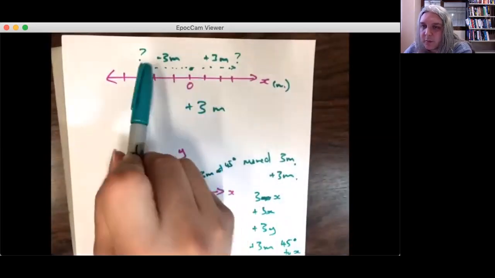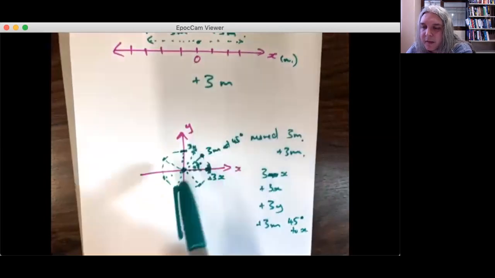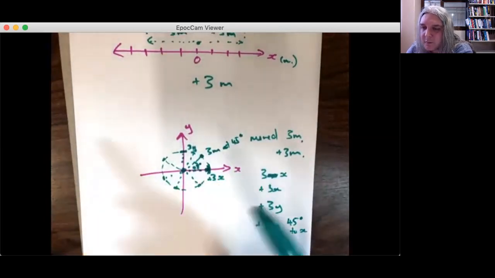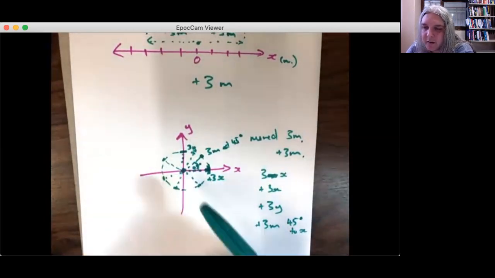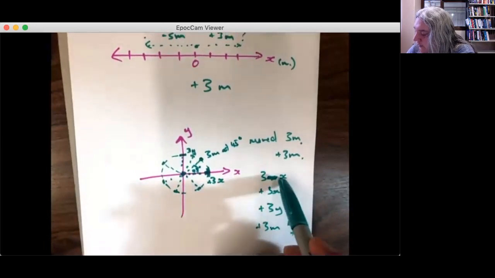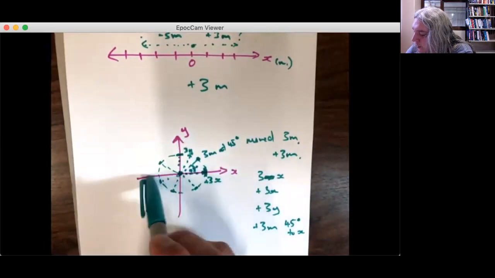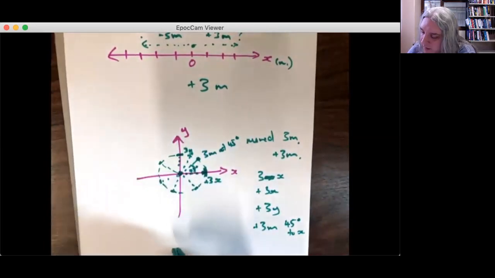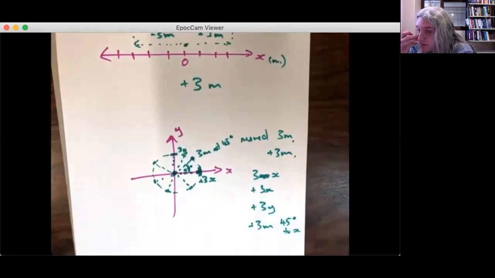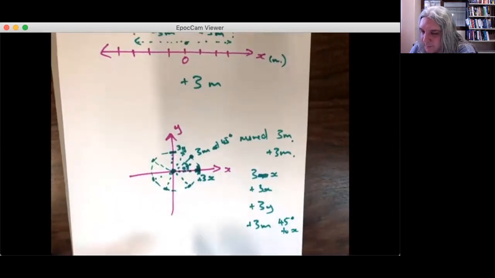So in the one-dimensional case, the plus or the minus is enough to know. In two dimensions, plus and minus don't really mean anything. They do if you're talking about components. If you're talking about plus 3x or plus 3y, or minus 3x or minus 3y, those mean something. But if you just say I've moved plus 3 meters, that itself doesn't mean anything.